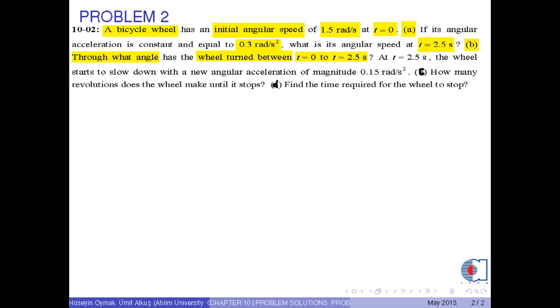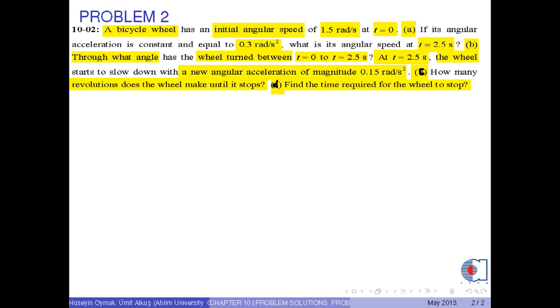At t equals 2.5 seconds, the wheel starts to slow down with a new angular acceleration of magnitude 0.15 radians per second squared. C. How many revolutions does the wheel make until it stops? D. Find the time required for the wheel to stop.